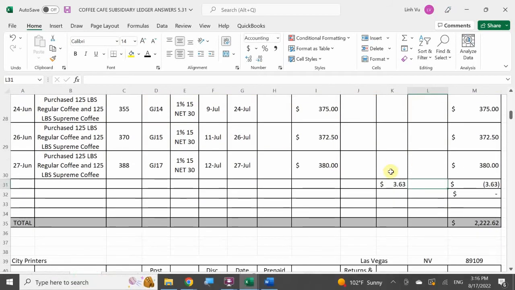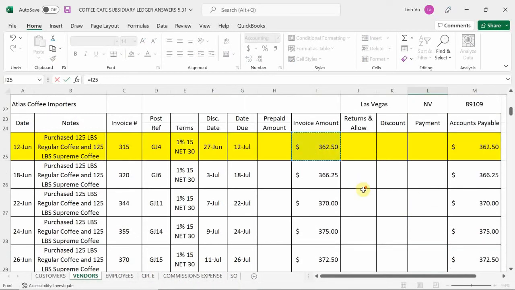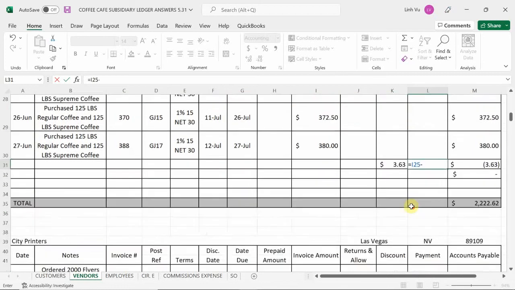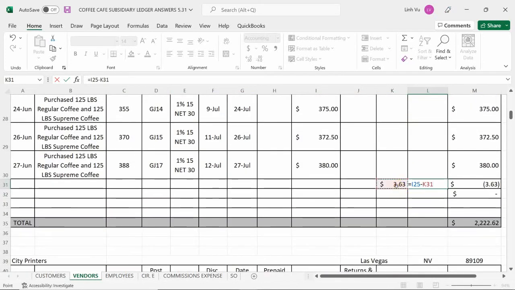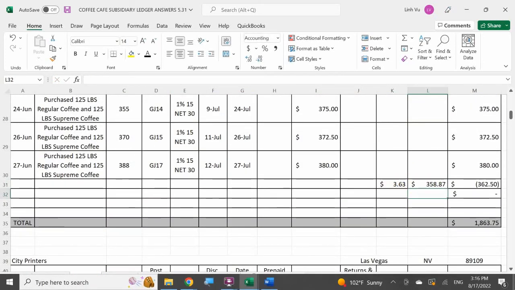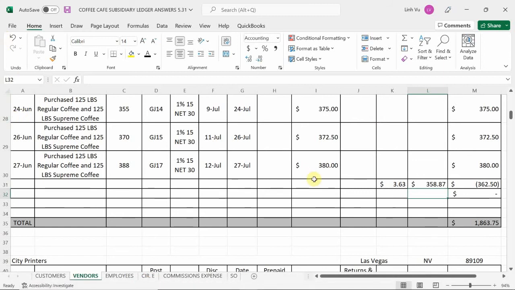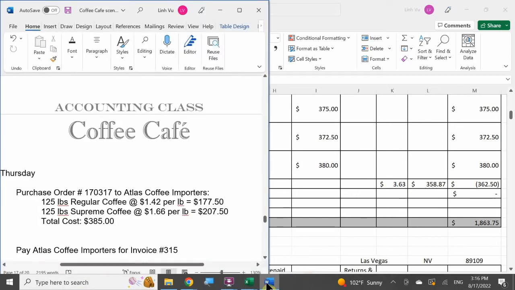So we need to, let's see, what we need for our check. So we will need a check for 358.87. And we can put in there on the 27th payment. Well, we don't have the check number yet, so we've got to go get the check number. Okay, so we got 358.87.